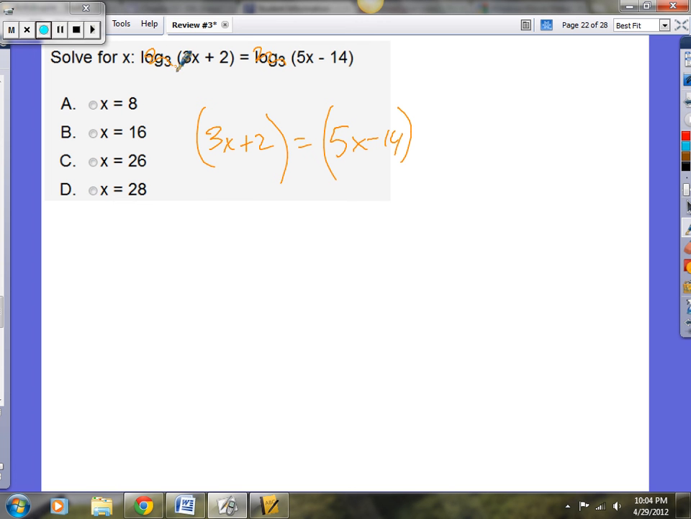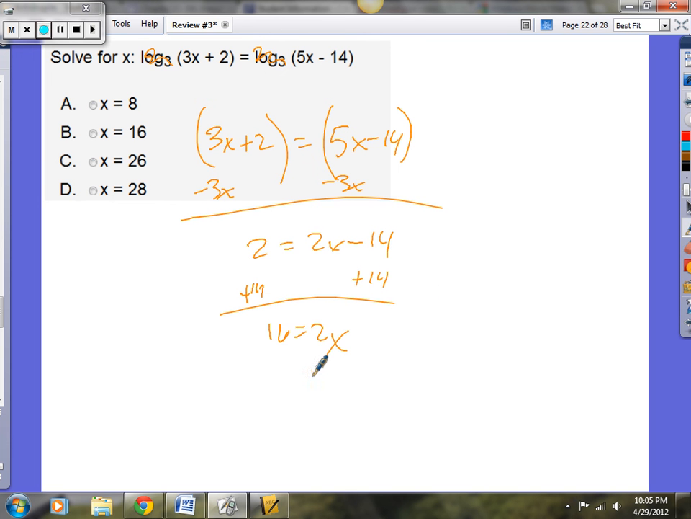So get your x's on the same side. I'm going to minus 3x's, minus 3x's. You should have 2 equals 2x minus 14. Plus 14, plus 14. 16 equals 2x. So that must mean x is 8.